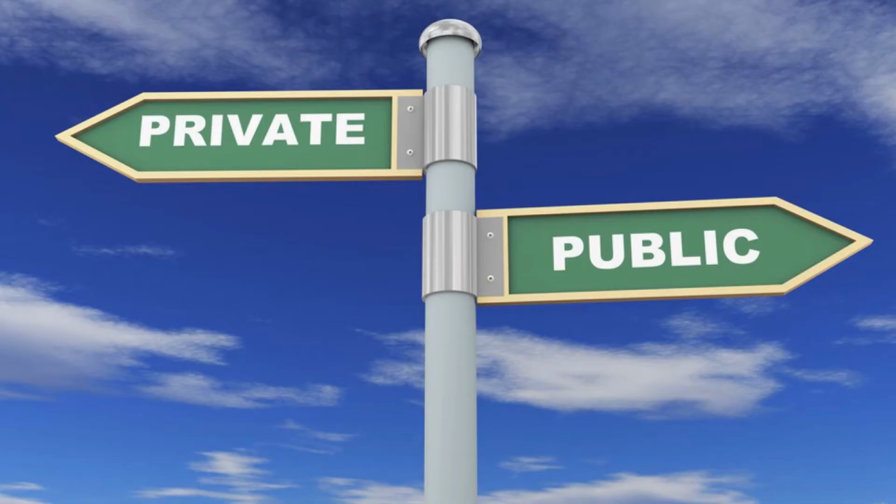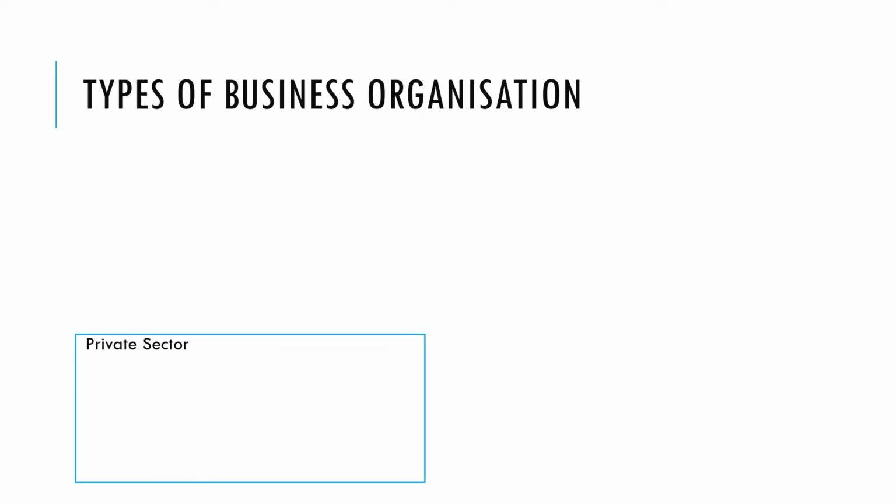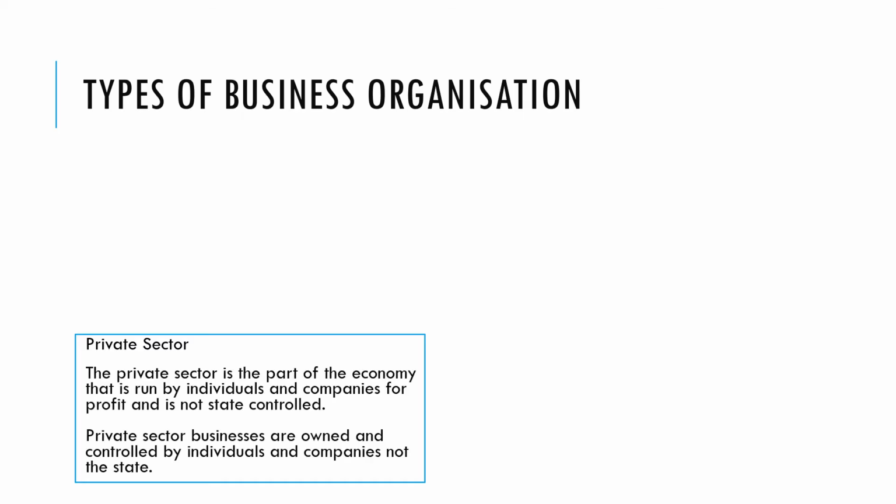Two other ways or types of business, two other categories, are private businesses and public businesses. Private businesses, we say, operate in the private sector. And that means that the business is run and owned by individuals, and normally they do this to generate a profit. The key here is that the companies are not owned by the government or by the state. So these are owned by private individuals or private companies and normally are run for profit. The state doesn't control these companies.